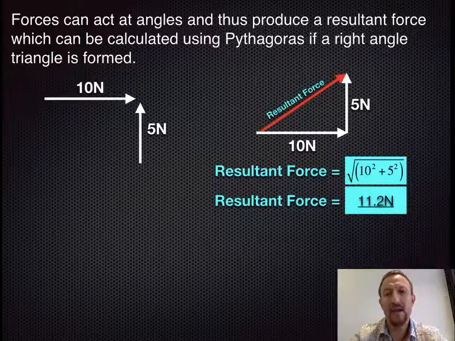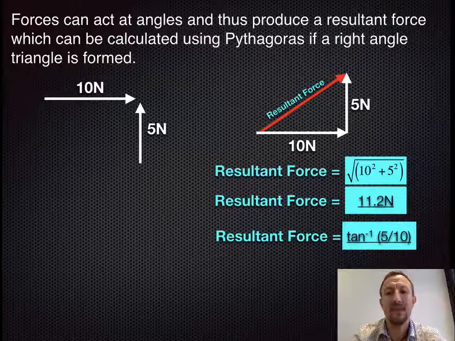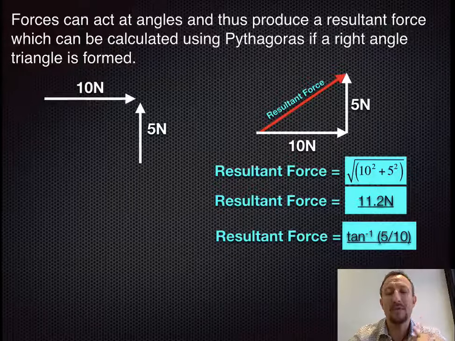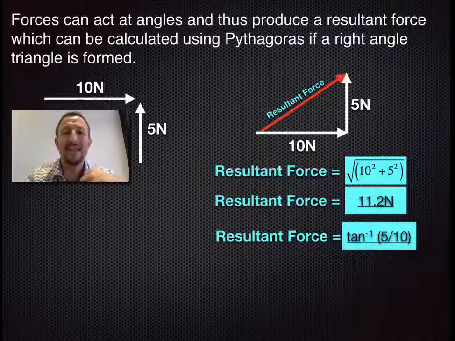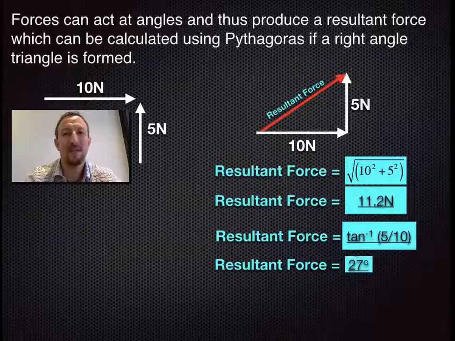So let's work out the direction. Well, in this case, I'd use trigonometry, which is basically tan to the negative 1 of the opposite divided by the adjacent. The opposite obviously being 5 and the adjacent being 10 Newtons. So I get tan to the negative 1 of 5 over 10, which gives me 27 degrees.